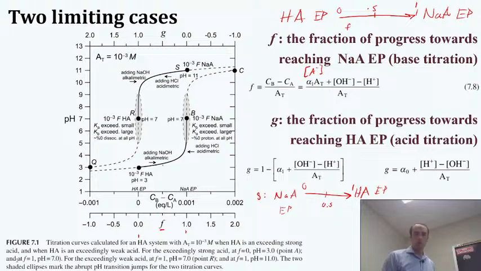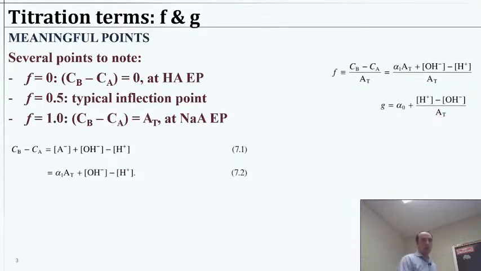Let's see. F equals 0.5. Okay, scratch that. But it's going to be that halfway point. It's fairly relevant. We know that we've added half of the amount of base we need to get from the HA to the NaA equivalence points. Okay, then F equals 1, of course, is when our Cb minus Ca, the amount of base that we've added, is equal to the amount of acid that we have total. That gets us to the NaA equivalence point.